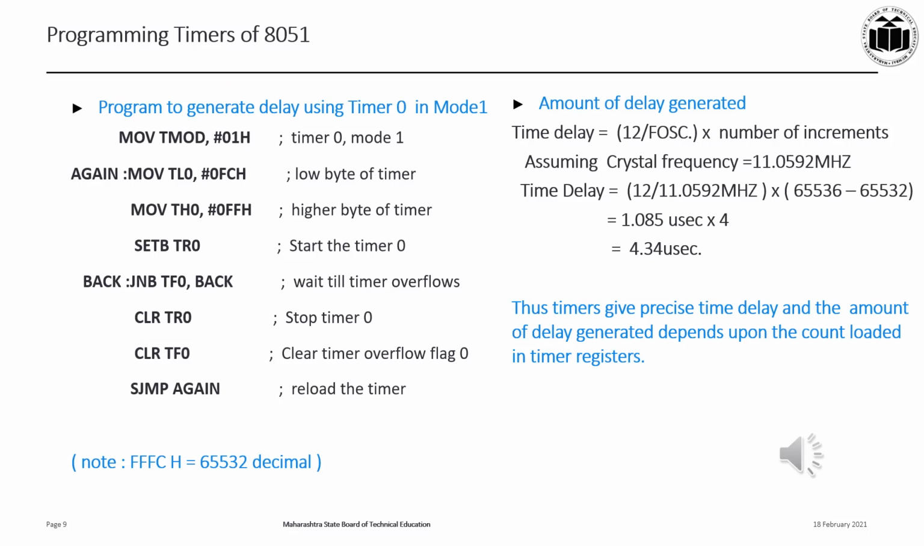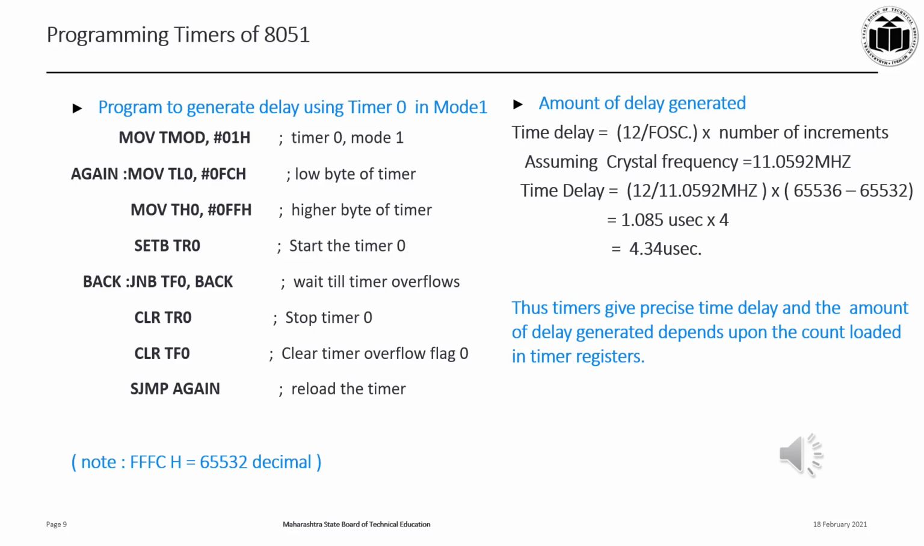Here you can see a program to generate delay using timer 0 in mode 1. The first instruction, MOV TMOD, #01H, is configuring timer 0 in mode 1. Next, MOV TL0, #0FCH loads the lower 8 bits of the count in TL0 register. MOV TH0, #0FFH loads the higher 8 bits of the count, FFH, in TH0 register.